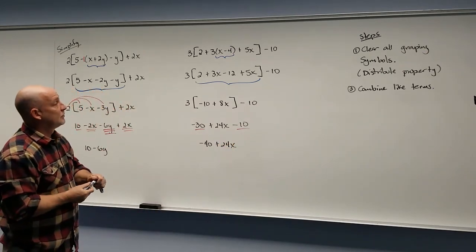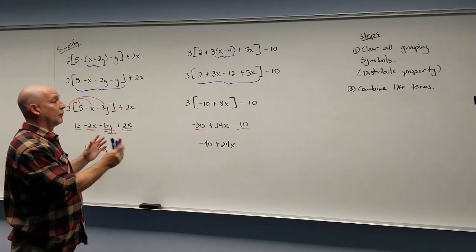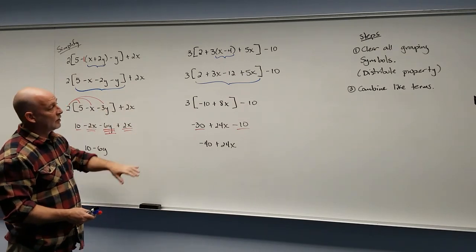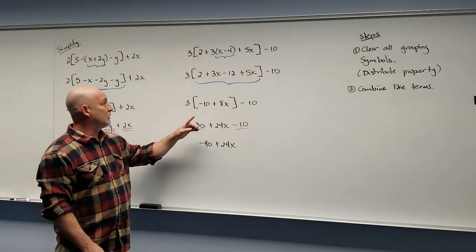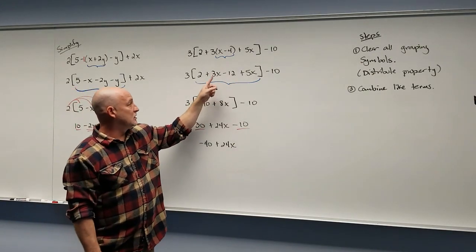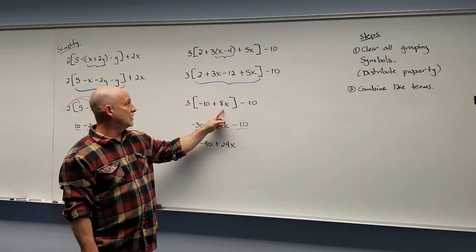All right, so simplifying expressions. You want to try to clear all your grouping symbols first. Make sure you're following your order of operations when they get really complicated. And then combine like terms. Remember, when you're combining like terms, the only thing that changes is the number out front. The things that they are don't change.